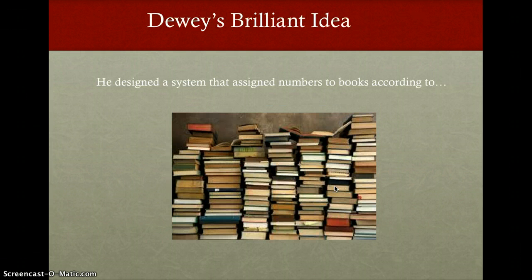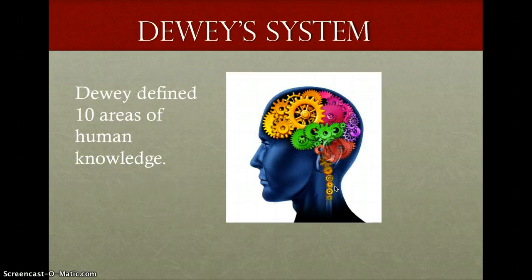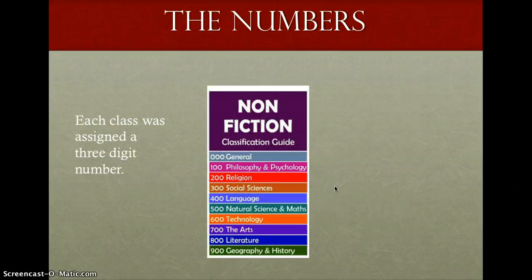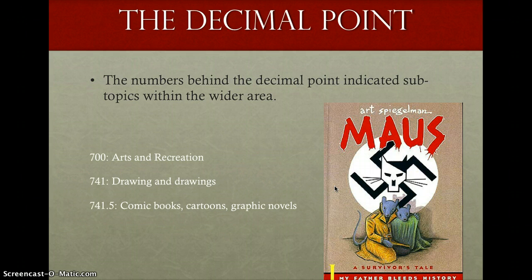So he designed a system that assigned numbers to books according to subject. Dewey defined 10 areas of human knowledge, and each class was assigned a 3-digit number. Each class was further divided into 10 divisions and then into 10 sections. The numbers behind the decimal point indicated subtopics within the wider area.